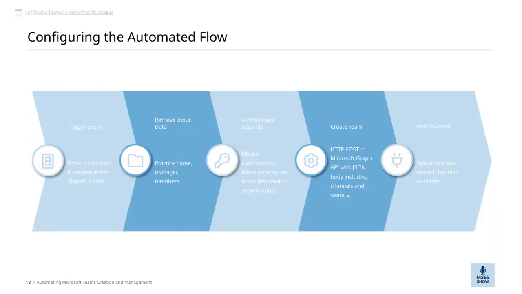Now that we've set up the basics, let's look at how we configure the automated flow for managing Microsoft Teams. First, we need to add private and shared channels as needed to ensure our team structure is flexible and tailored to our needs. This step is crucial because it allows us to organize conversations and resources effectively within the team. Next, creating the team itself involves sending an HTTP POST request to the Microsoft Graph API. In this request, we include a JSON body that specifies the channels we want to create and the owners of the team. This ensures that the team is set up correctly right from the start.